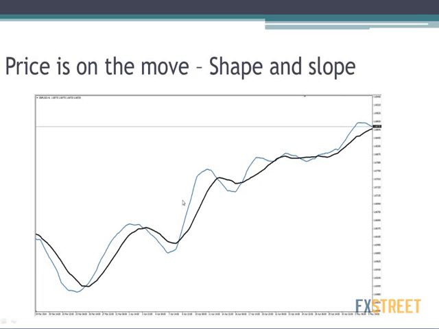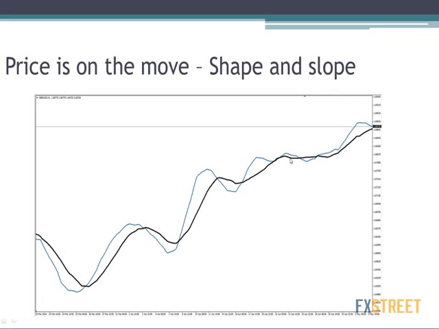And having two moving averages gives you some context. The slow line says the trend is up. We have shape and we have slope. And the fast line says price is on the move right now. So we start getting some indication just from the moving averages that these are some good times to participate with your trend or your counter trend.